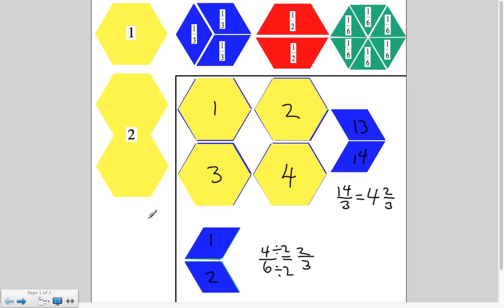then what you could do is this. You'd say, well, for each one of these wholes, we can see that there are 3/3. So 3, 6, 9, 12, or in other words 4 times 3 gives you 12 thirds, plus 2 more thirds gives you 14 thirds. You should be able to go back and forth between these.